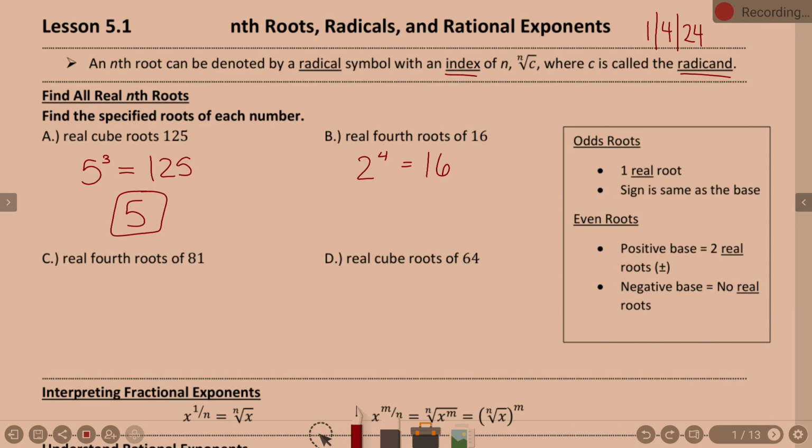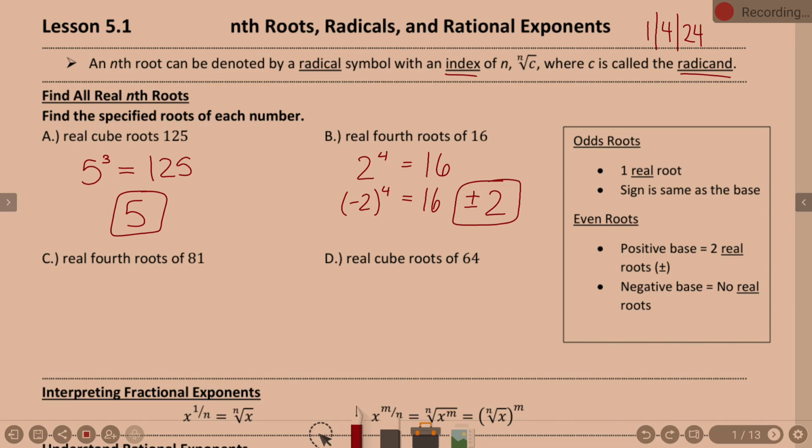Plus or minus. Yeah. What about negative 2 raised to the 4th? What happens when you multiply a negative 4 times? It's a positive, yes? When you multiply a negative an even number of times, it's positive. So when we're asking for all of our real fourth roots here, what are we looking at? Plus or minus 2. Okay?